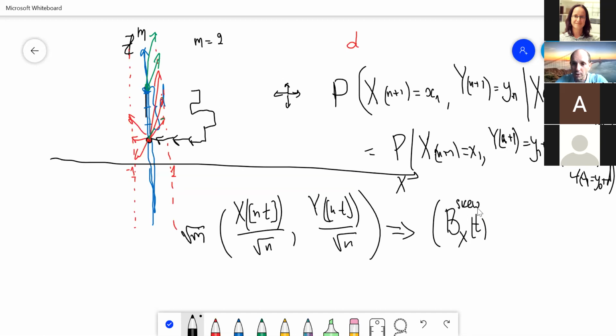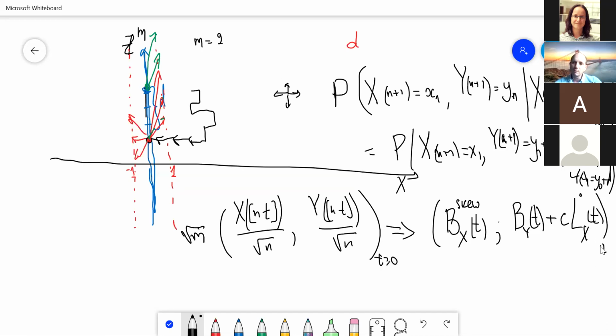Skew for the first coordinate, and some independent Brownian motion B of t plus some constant times the local time of the first coordinate at 0 at the instant t.